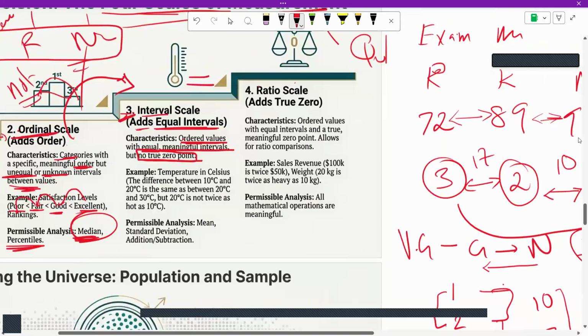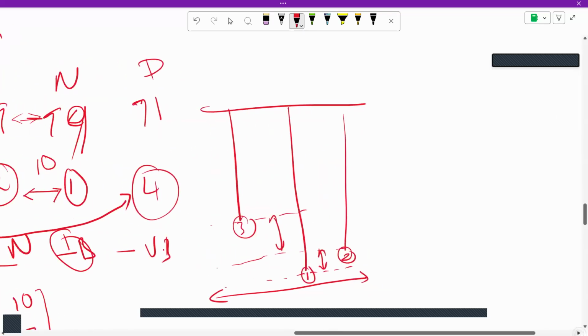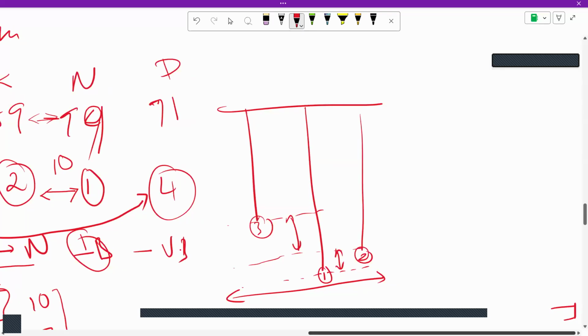So what are the measures we can use to measure the temperature? What are the measures you know? I know Celsius. Celsius. Very good. Fahrenheit. What else? Kelvin.